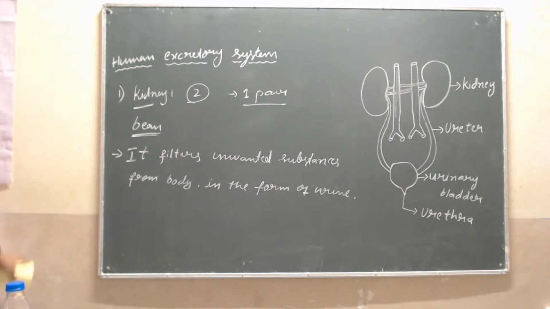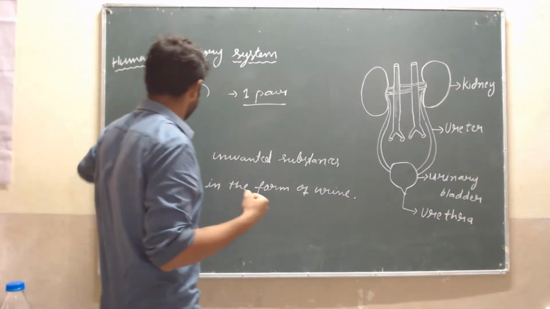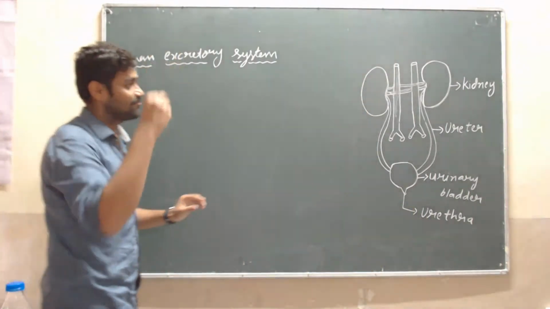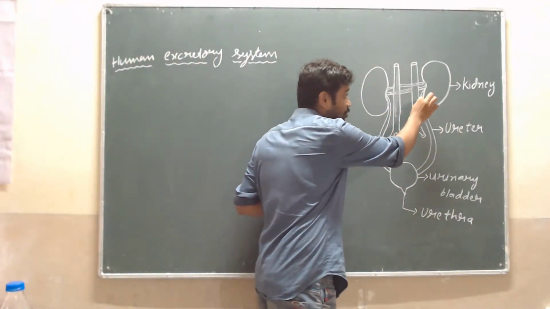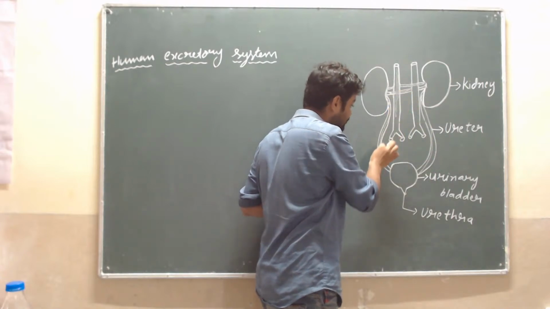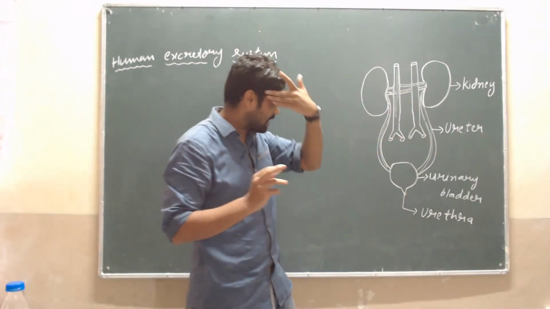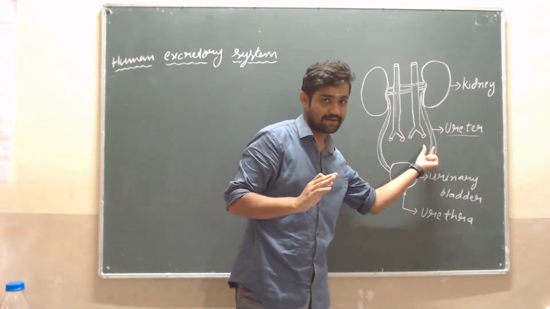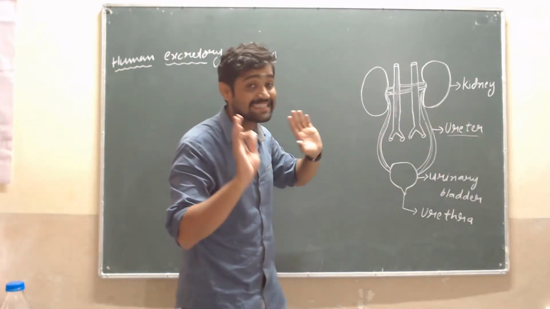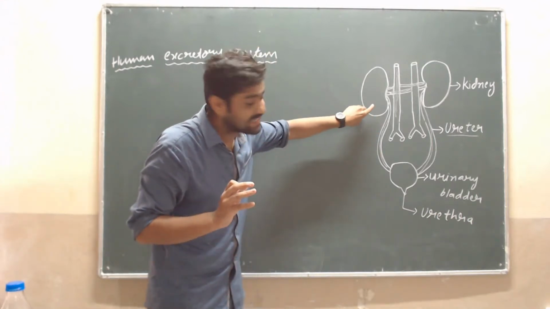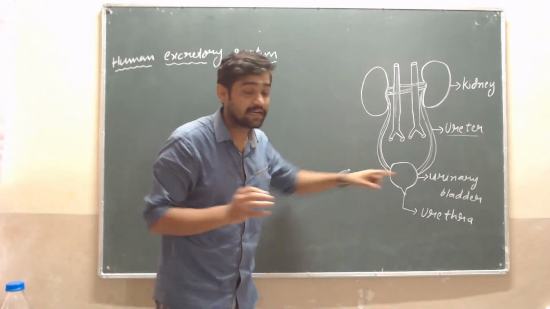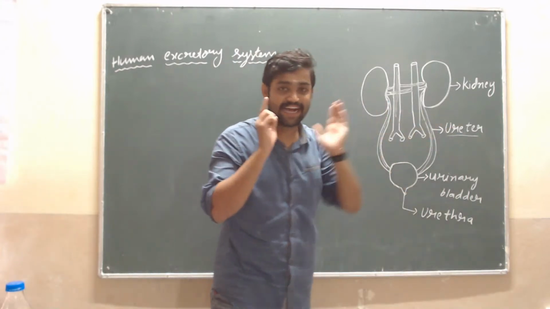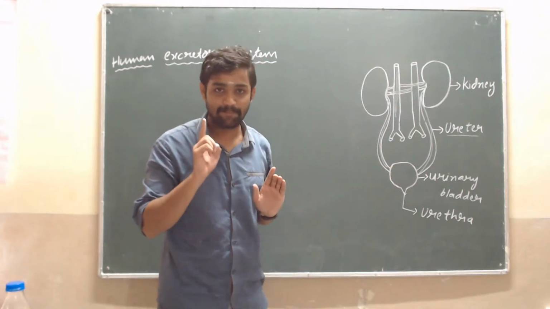What is the ureter? The second one we have is the ureter. See here, these tube-like structures are called ureters. The ureters are two tube-like structures, here one is there and here one is there. The ureter connects the kidney as well as the urinary bladder. See this area here, this is the urinary bladder.